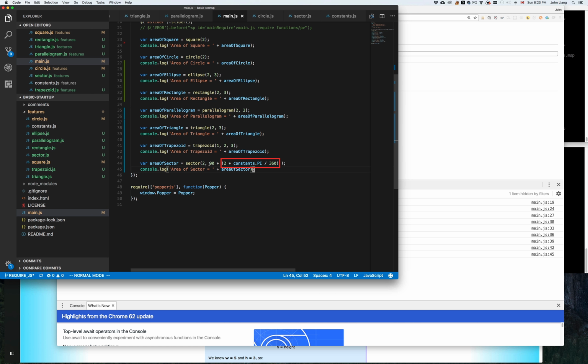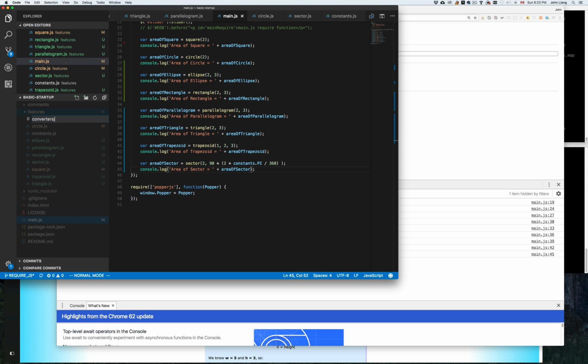But we have some kind of formula right here, which is kind of complicated. Can we externalize this? Yes, we can. So let's create a new function, a new file as well. It's called, say, converters.js. Okay.